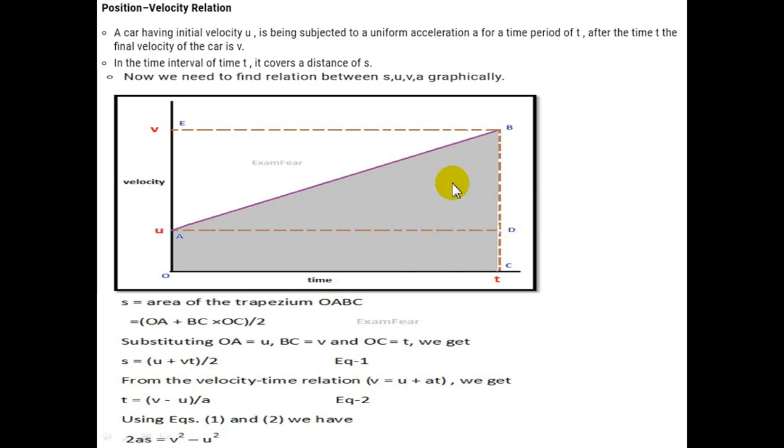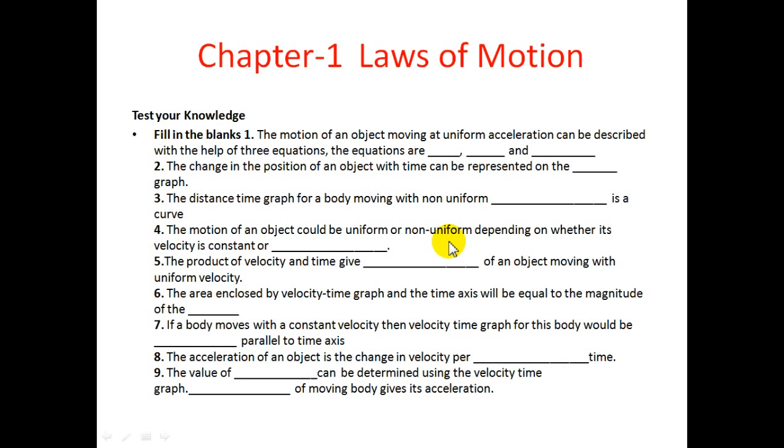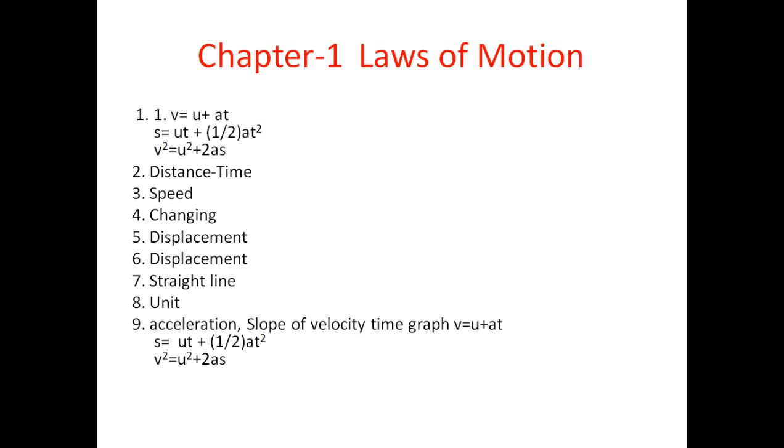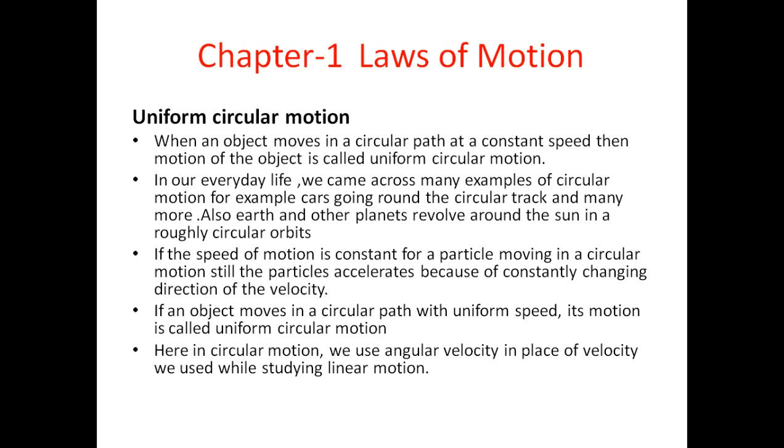When we were finding out the magnitude of this area, what is this? This is the displacement covered by the body. So the same question is written here: the area enclosed by the velocity time graph and time axis will be equal to the magnitude of displacement. Now if a body, you can see here the answer is written 6 and 5, and 6 is a displacement.